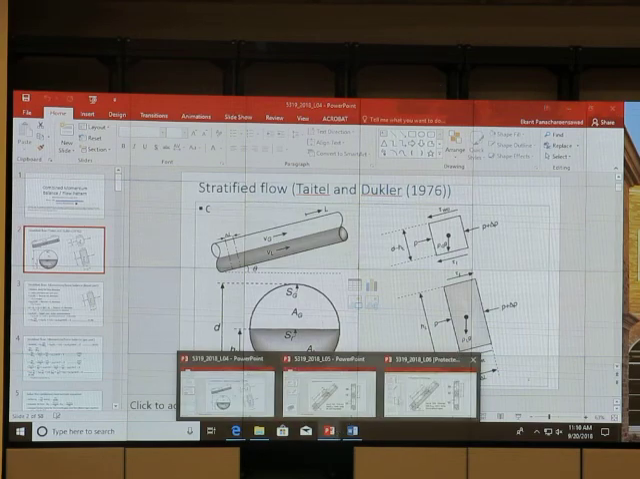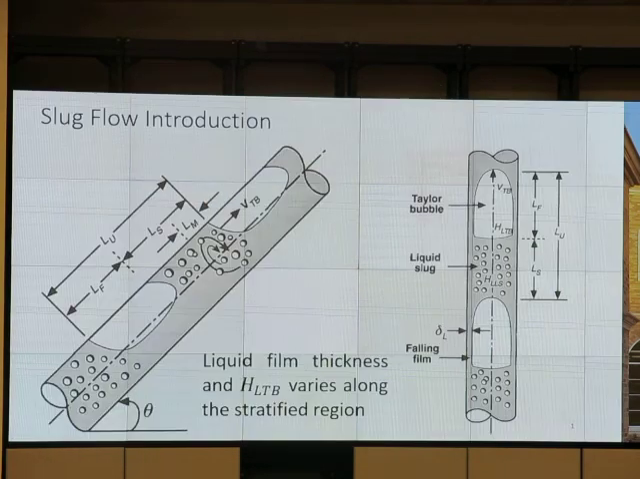No? Let's do the slug flow concept. Last time we already talked about this a little bit, right? About the definition of each variable. What is VTB, Hung? Did you watch the video? Gas inside the bubble, right? So VTB, is that the velocity of gas inside the bubble? Wrong. It's the velocity of the interface.